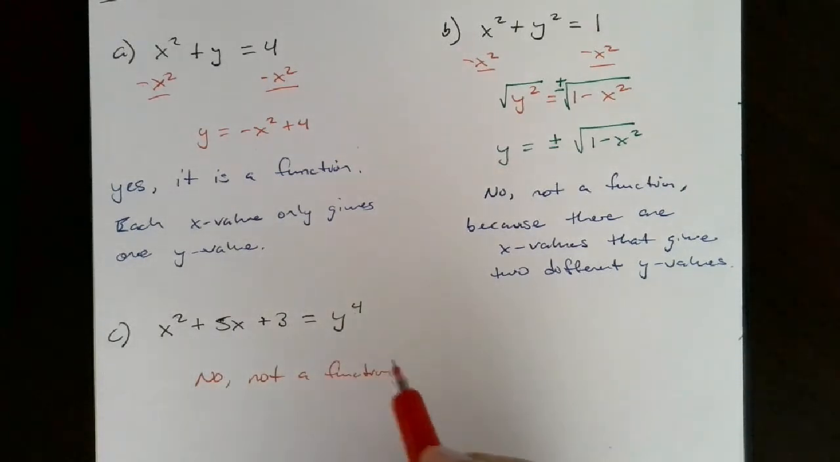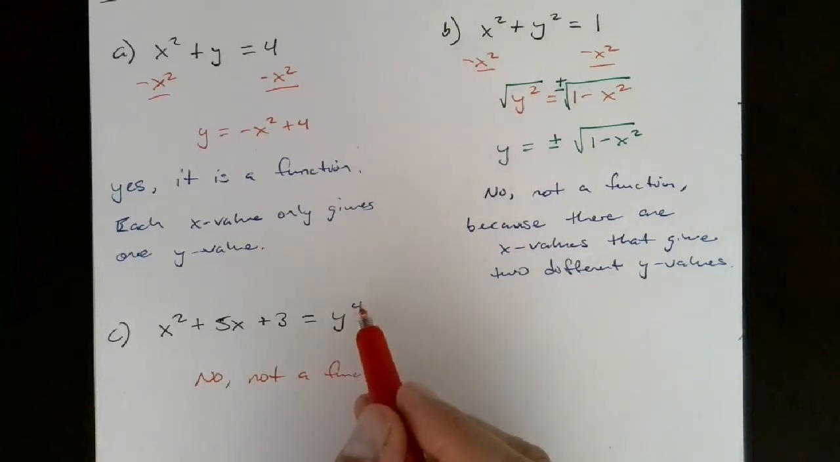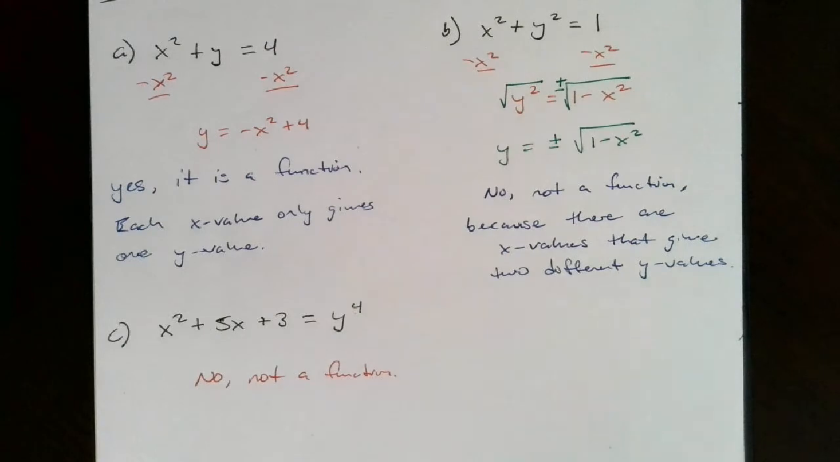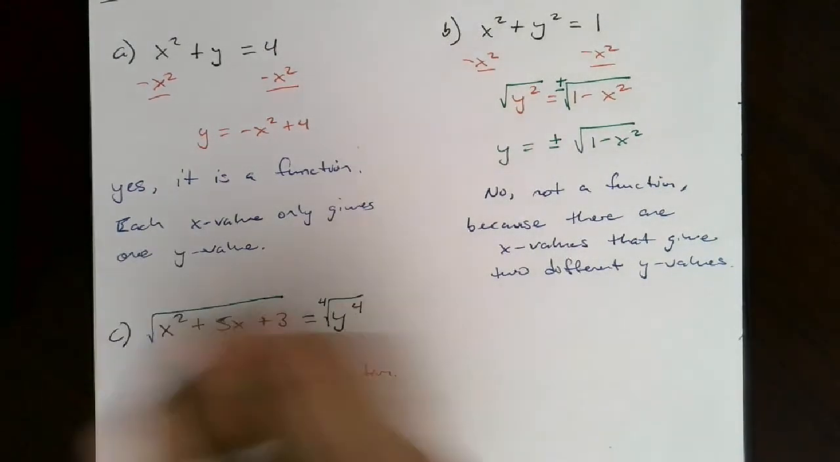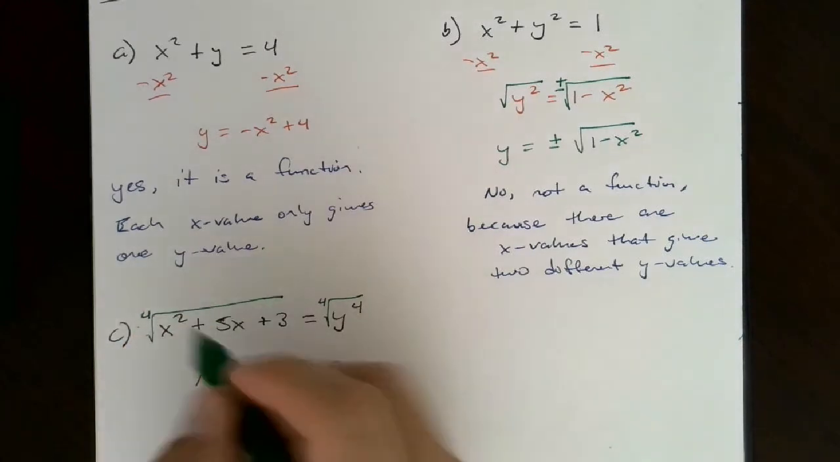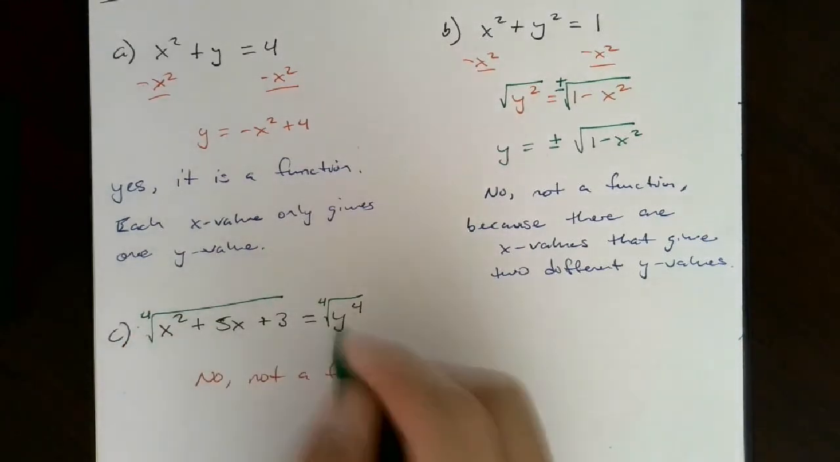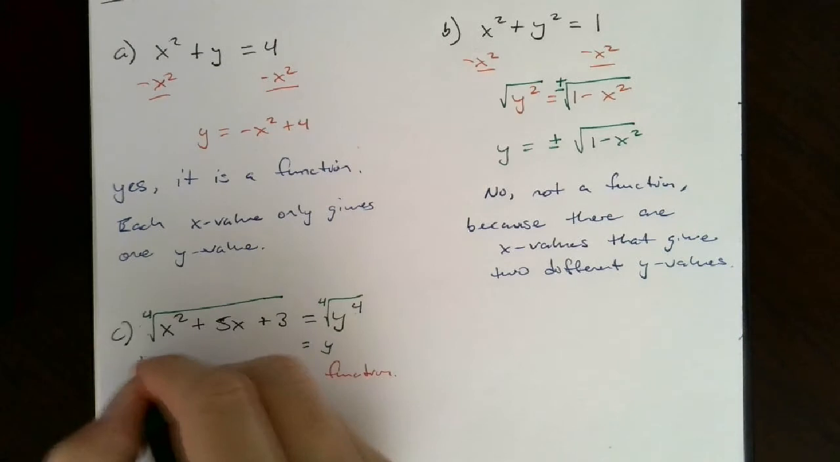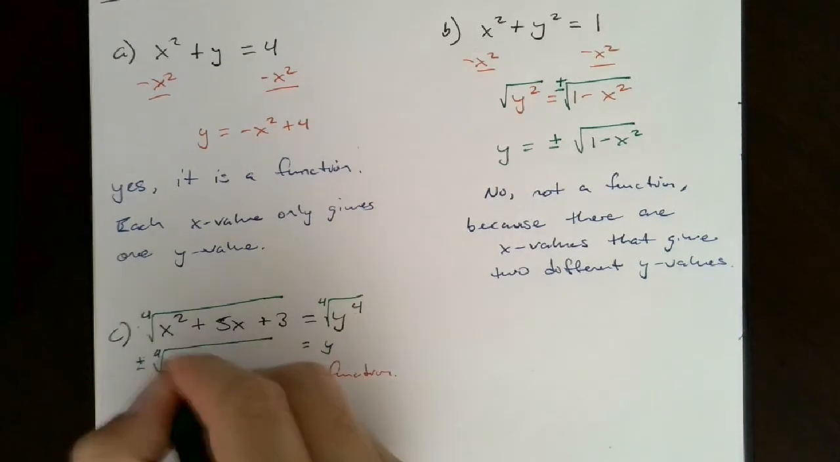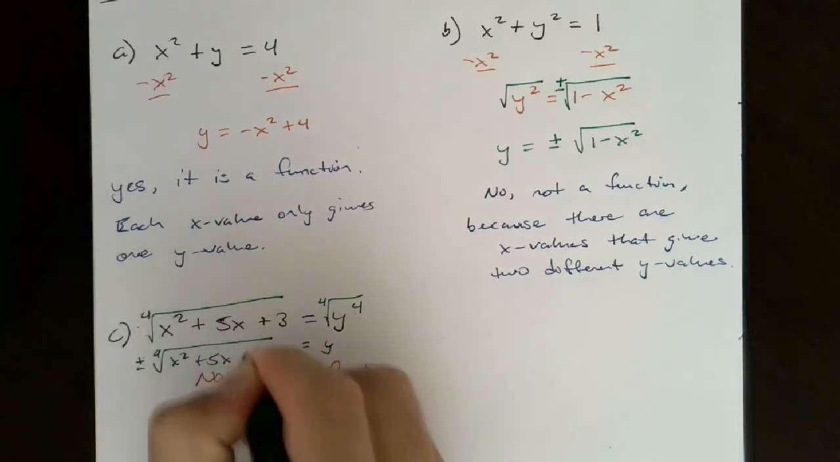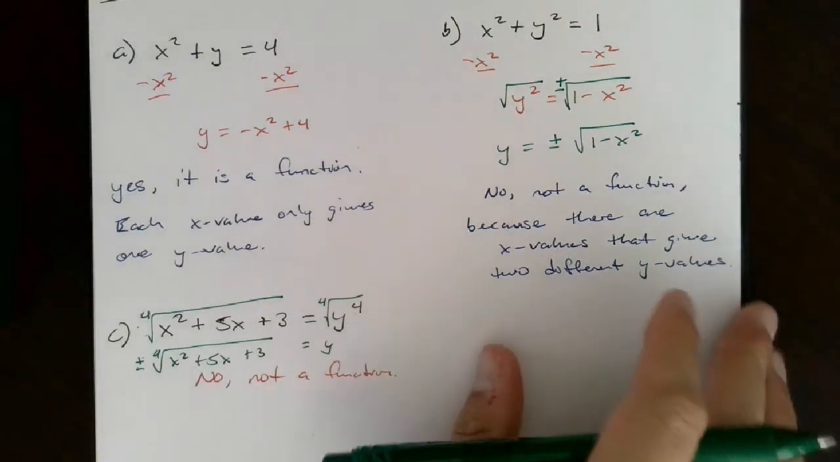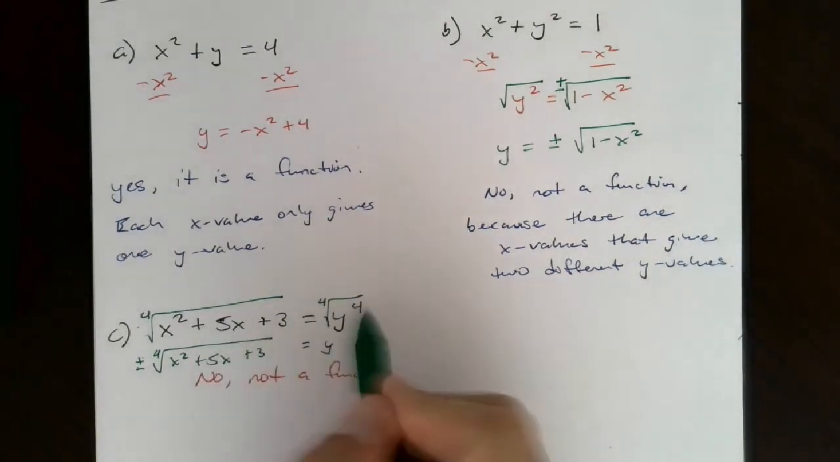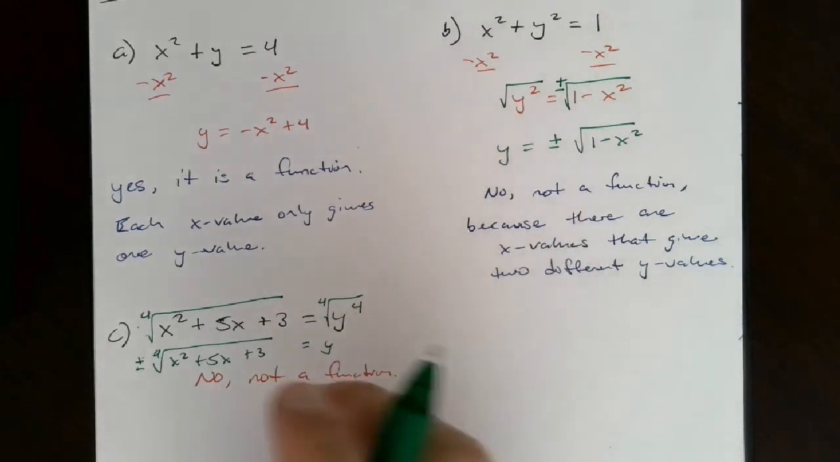Because for a given x value, you could have more than one y value that satisfies this to be an even power. In other words, you would solve this by taking the fourth root. When you take the fourth root, you should be indicating that it could be a positive or negative to give you this y. So, no, it is not a function, because you have to put a plus or minus when you're taking an even root.